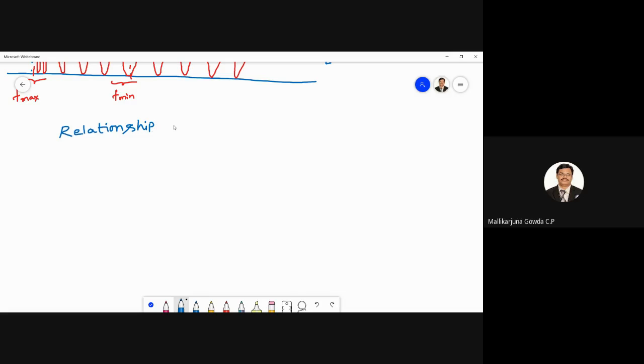Relationship between FM and PM. To understand how FM and PM are related, let me write the expression for PM and FM.